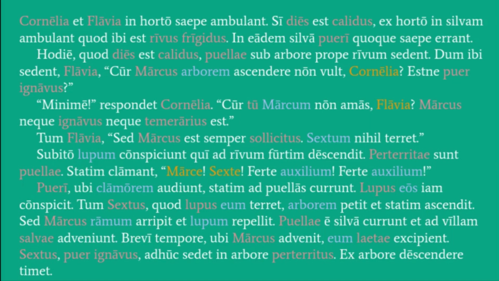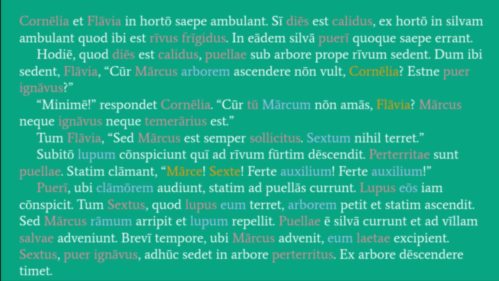You have minime respondet Cornelia. Minime means no in this case, right? So no responds Cornelia, or Cornelia responds. Again, Cornelia is the subject. She says, Cur tu Marcum non amas, Flavia? Why do you, tu, that's my subject, non amas, not like? And again, notice how the verb ends in an S, because you're saying you are doing it. So she says, why do you not like Marcus, right? Marcum is my direct object. So why don't you like Marcus, Flavia? Again, Flavia, vocative.